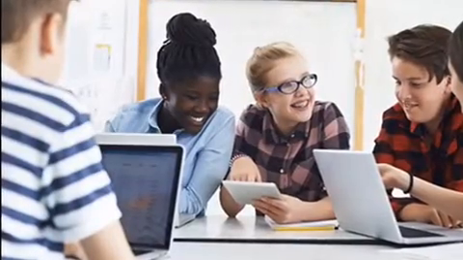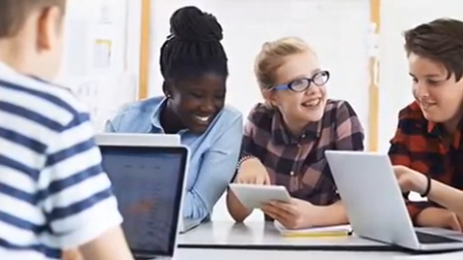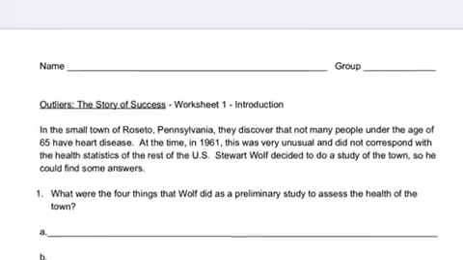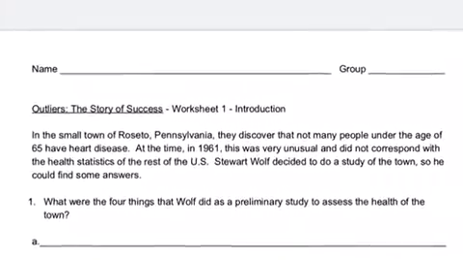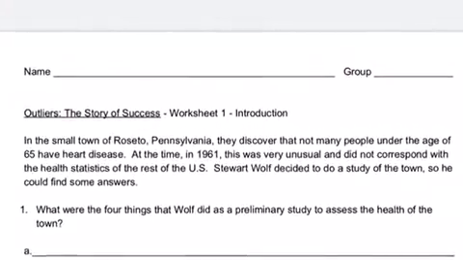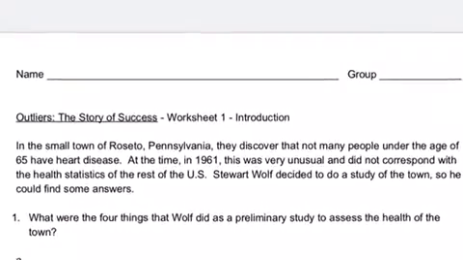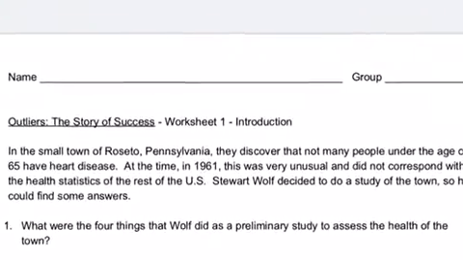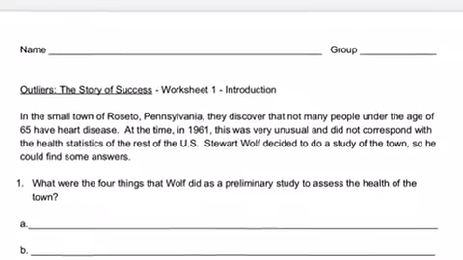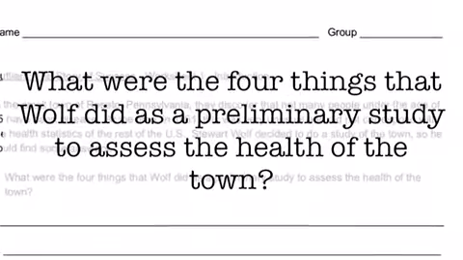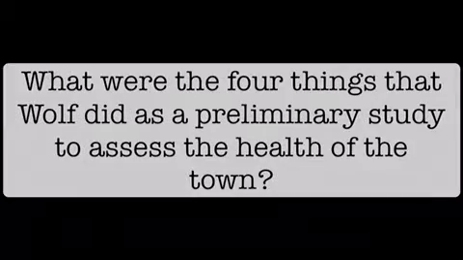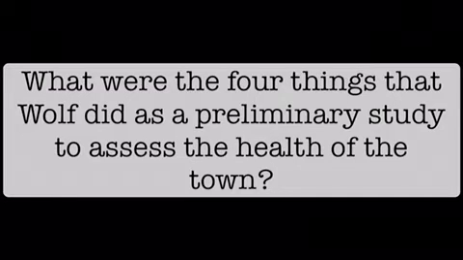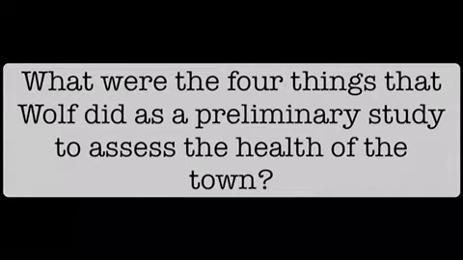Here is one example of a question. In the small town of Roseto, Pennsylvania, they discovered that not many people under the age of 65 have heart disease. At the time, in 1961, this was very unusual and did not correspond with the health statistics of the rest of the U.S. Stuart Wolf decided to do a study of the town so he could find some answers. What were the 4 things that Wolf did as a preliminary study to assess the health of the town?